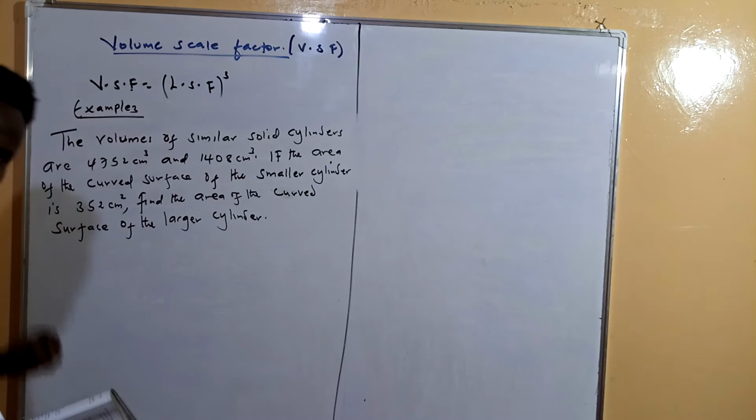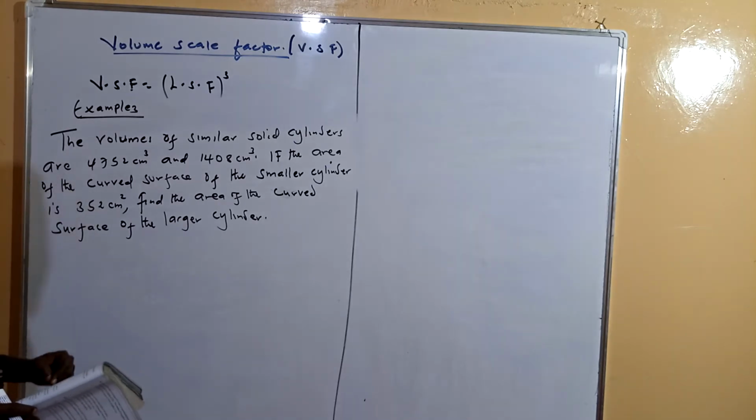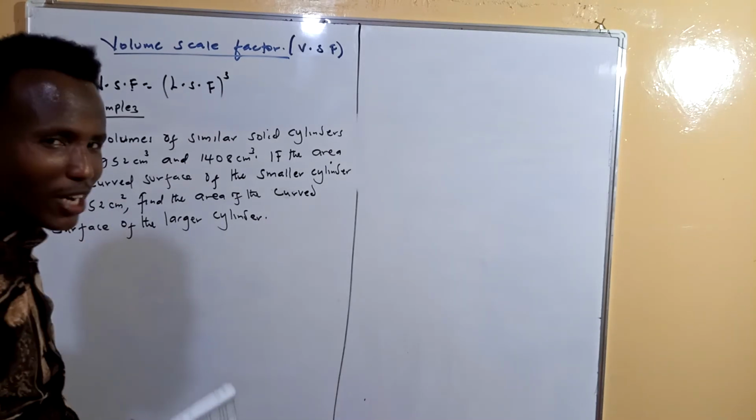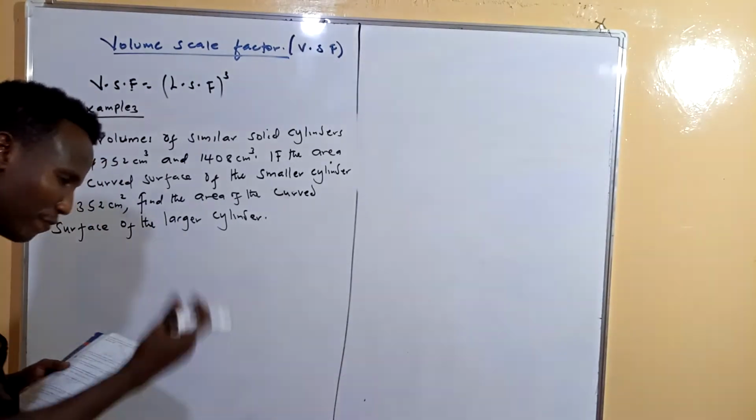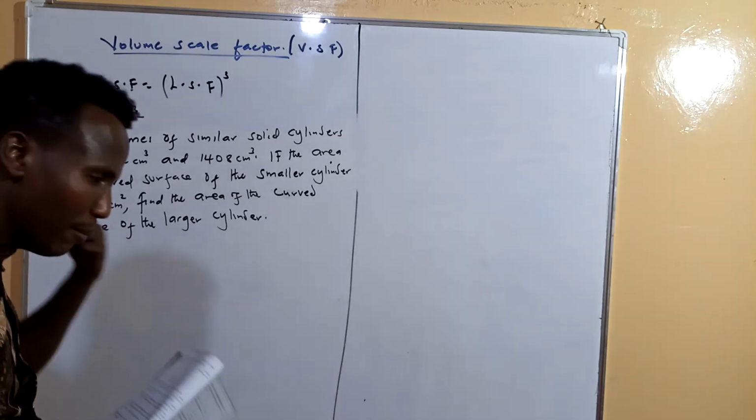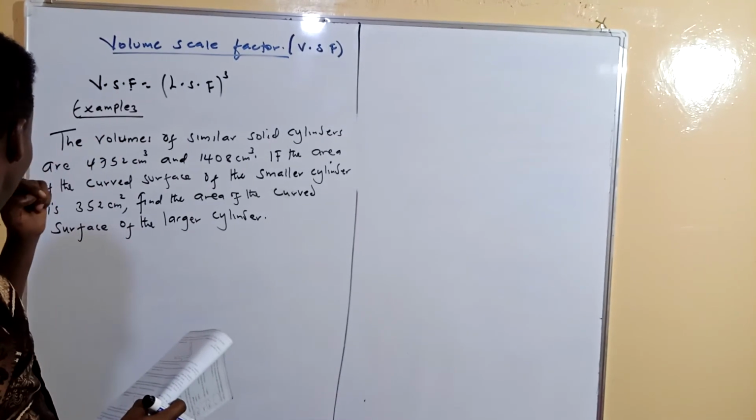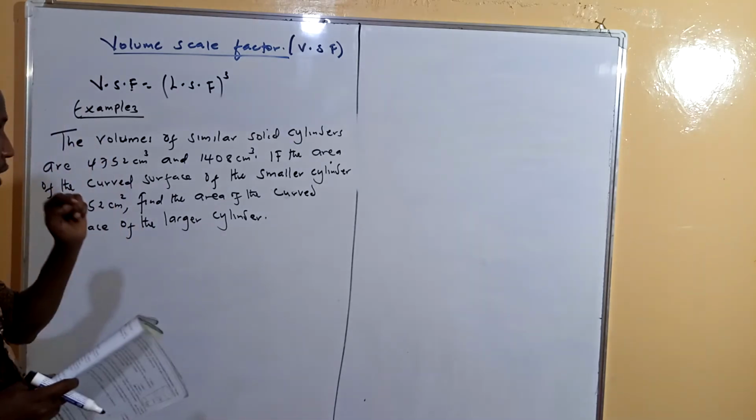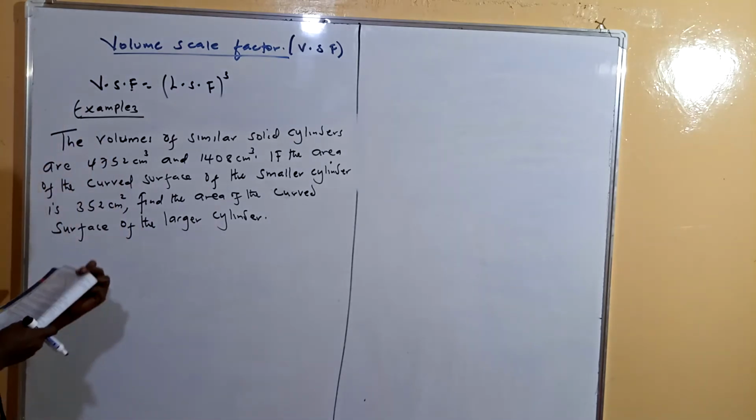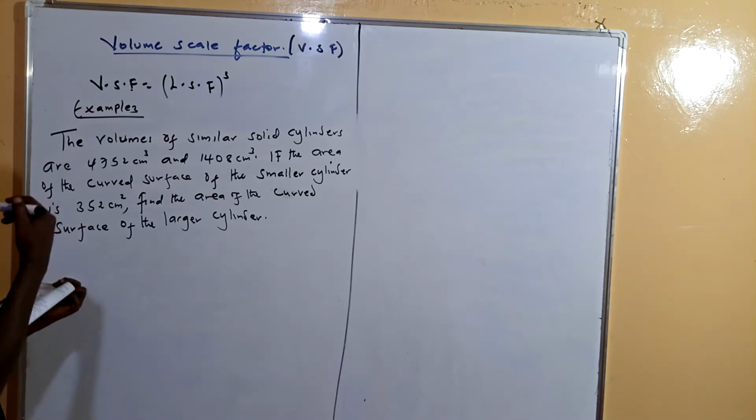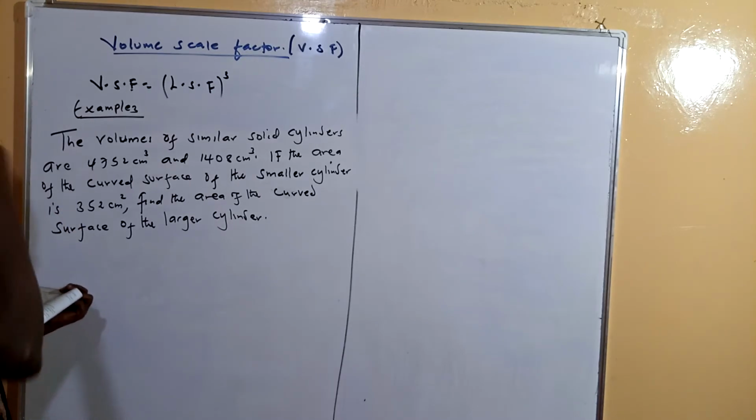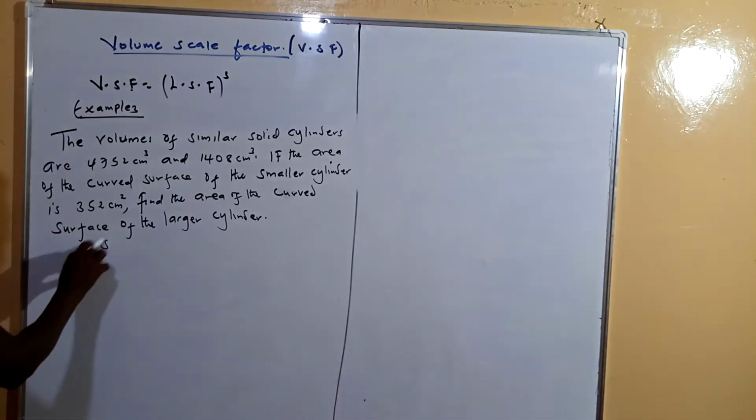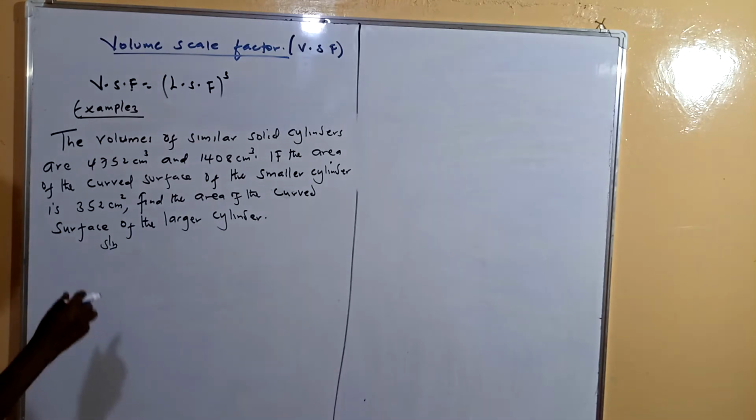Remember, back in primary, we said CSA, which is curved surface area, is gotten as 2πrh. But here, that formula cannot work, my friends. The moment you have volume, we are talking about the volume scale factor, which concerns the volume of the cylinders. And when we are talking about curved surface area, we are talking about the area scale factor. So now, let me go to the solution part.